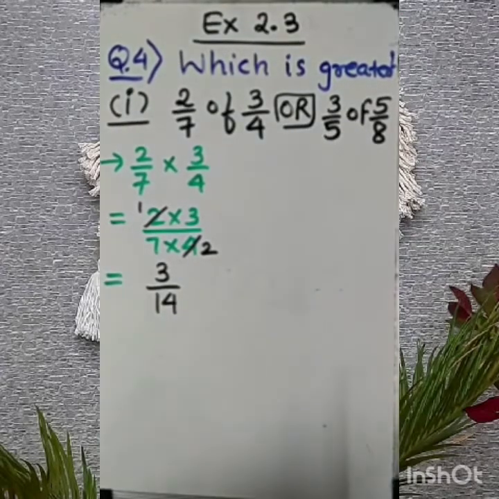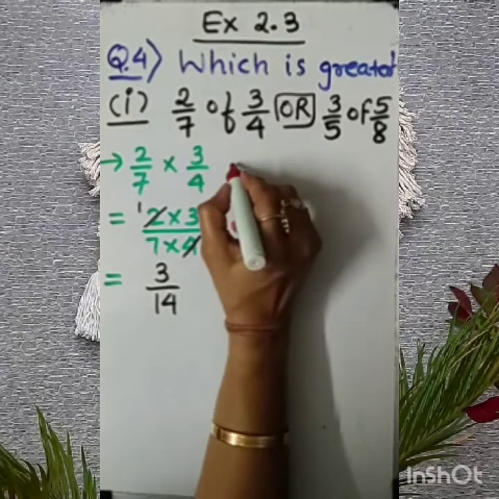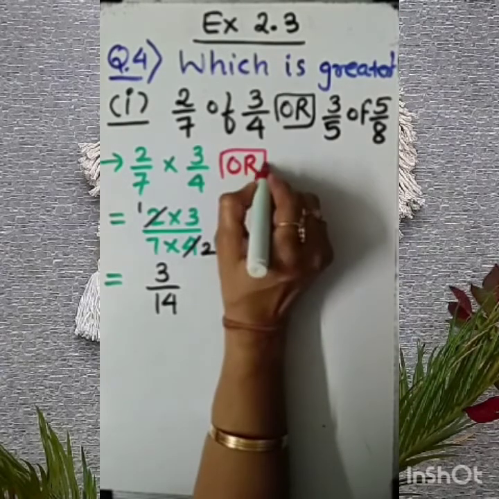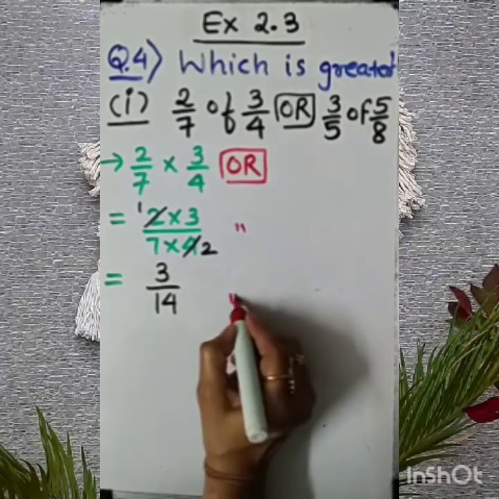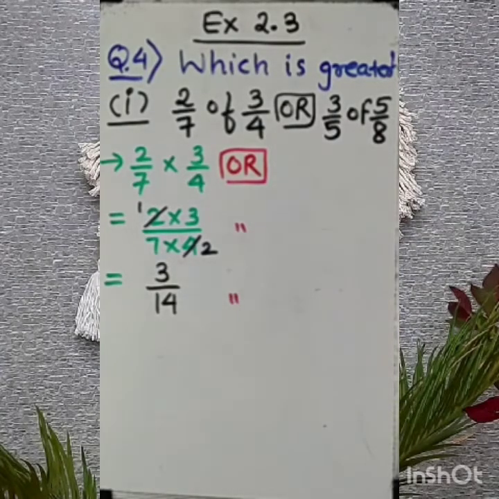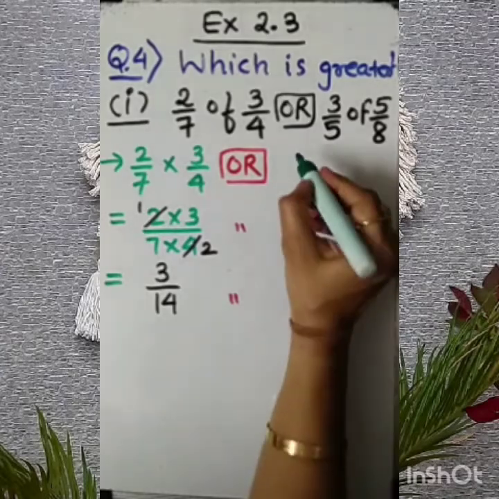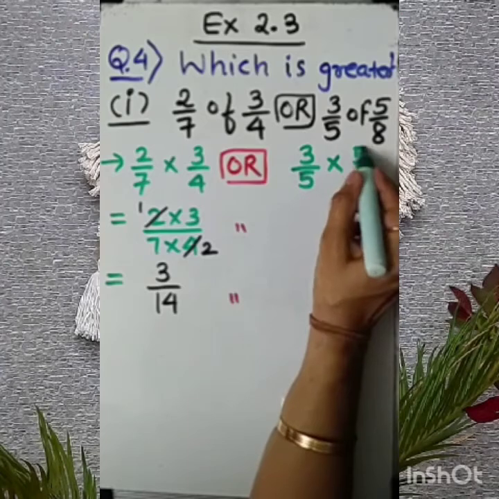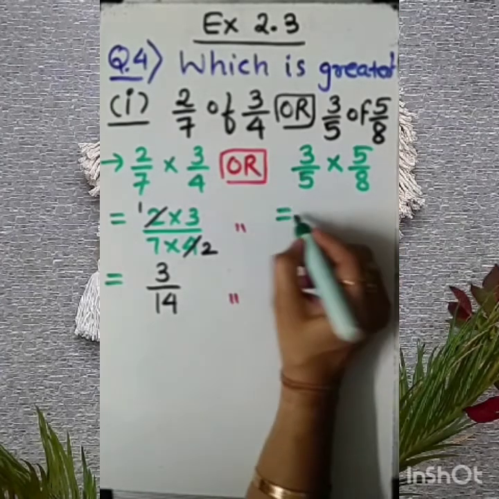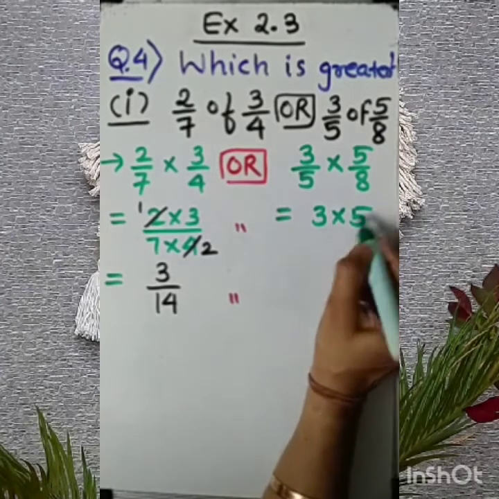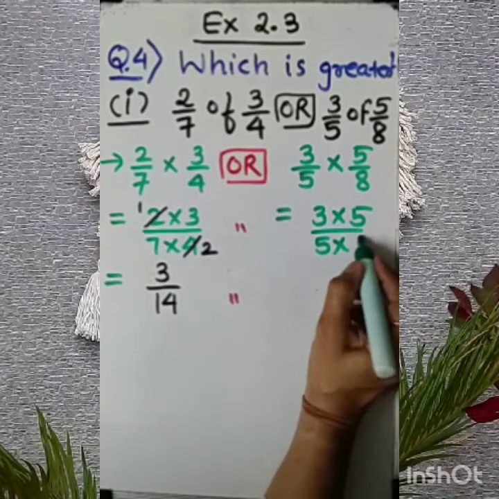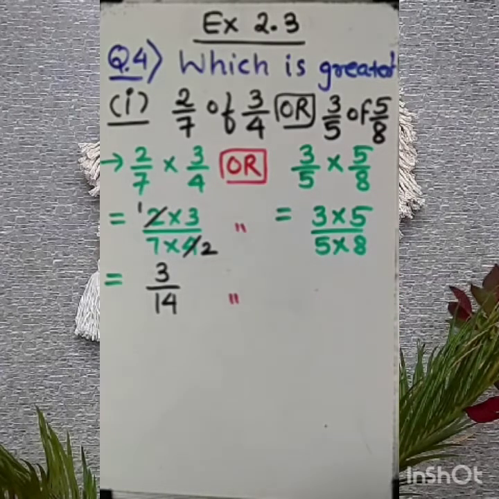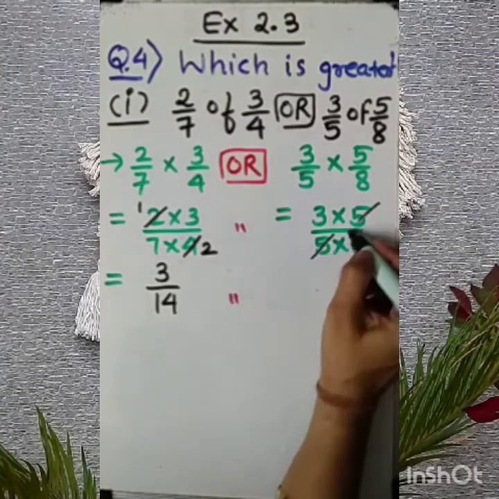Between that, or is there. You can see between that, or is there. Means we have to choose from these two fractional numbers after simplification. Let's try this one now. We are given 3 by 5 of 5 by 8. So I need to write 3 by 5 into 5 by 8. So dear student, 3 into 5 in the numerator, in the denominator 5 into 8. So 5 and 5 will be cancelled, common. But what is left in the numerator here?